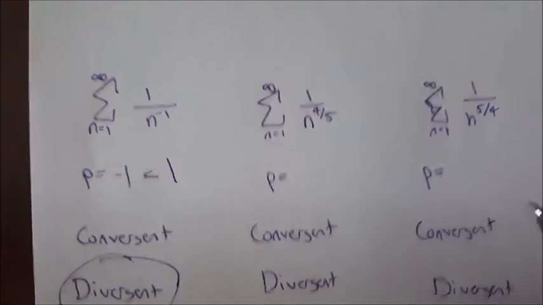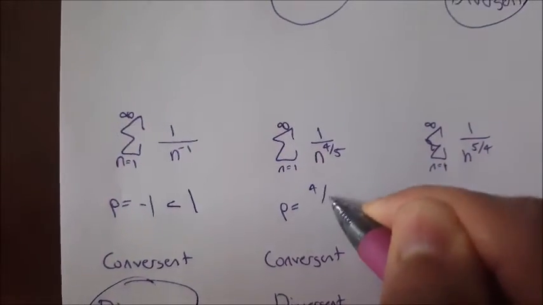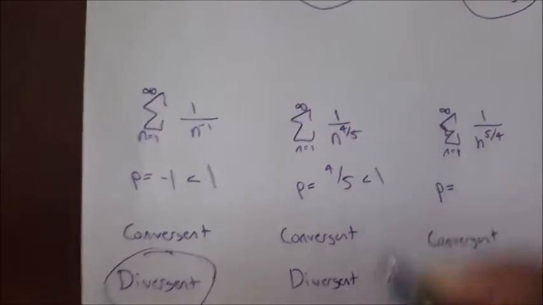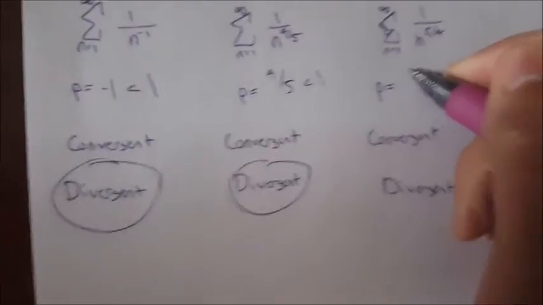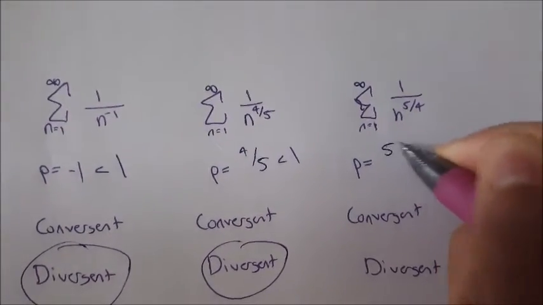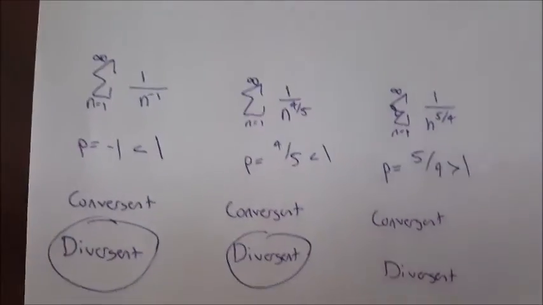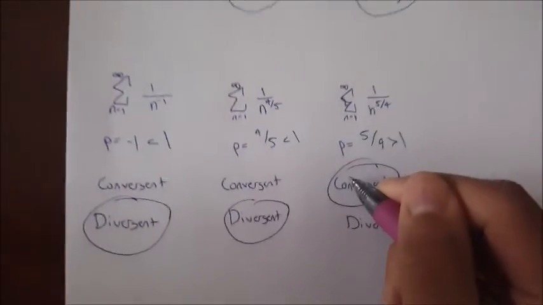And then 1 over n to the 4/5, p is equal to 4/5, and since 4/5 is less than 1, it's divergent too. And then 1 over n to the 5/4, p is equal to 5/4, and it's greater than 1, so it's convergent.